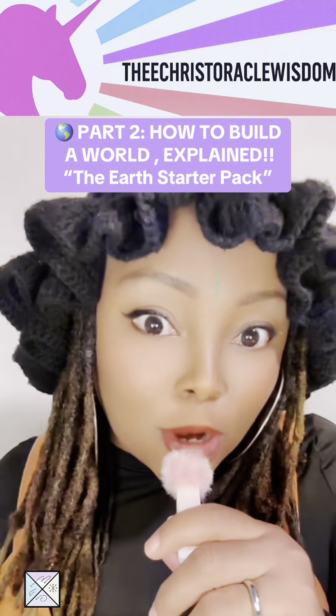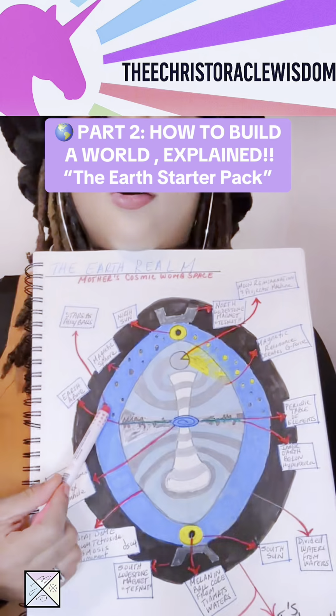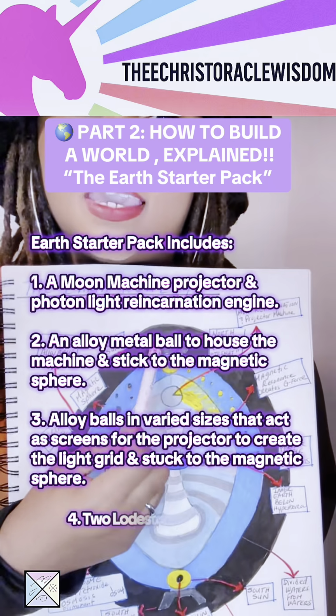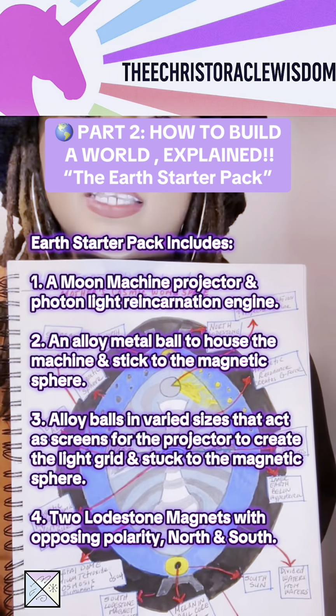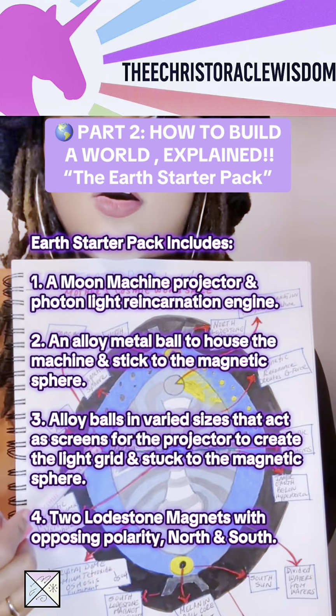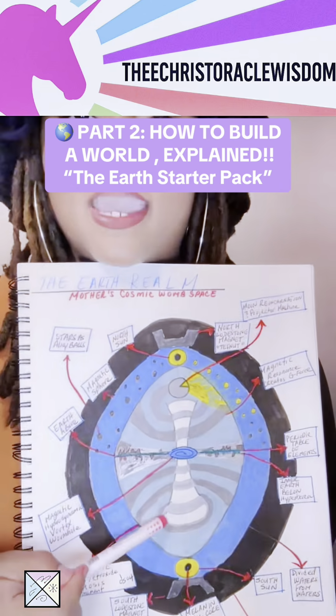So you have your two lodestone magnets, you have a moon machine, you have alloy balls, okay? These are the starter pack for the earth realm. In order for you to form an earth, you need these things. You need the two lodestone magnets representing the north and the south polarity. You need a moon machine and you need to form alloy balls, okay? In order for you to create the realm. Let me demonstrate how this works.